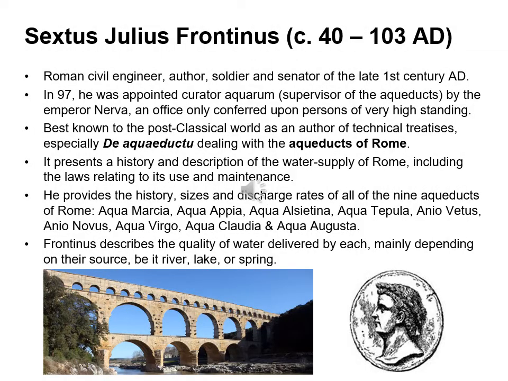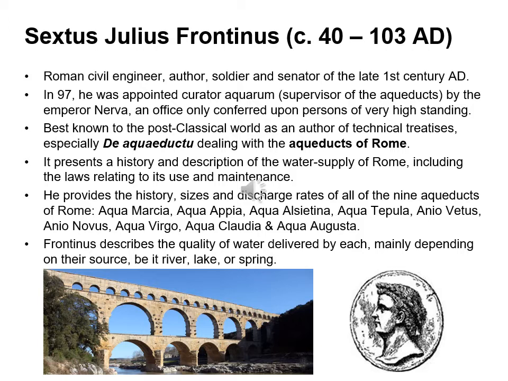One of the greatest Roman civil engineers was Sextus Julius Frontinus, an author, soldier, and senator of the late 1st century AD. In 97, he was appointed Curator Aquarum, supervisor of the aqueducts, by the Emperor Nerva, an office only conferred upon persons of very high standing.